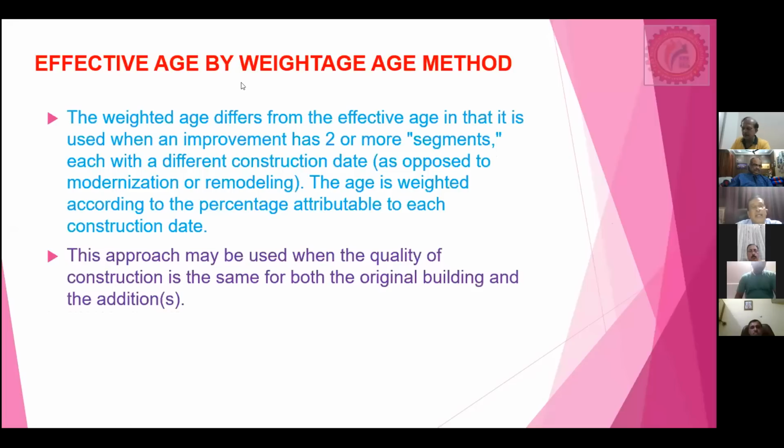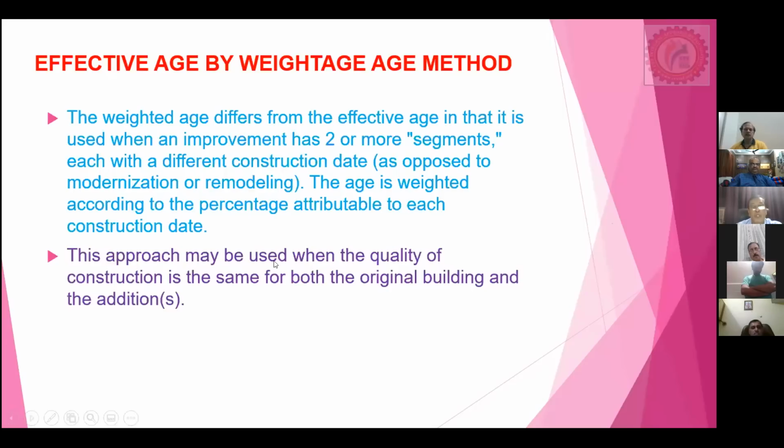Here, the weightage method differs from the effective age method in that it is used when an improvement has two or more segments, each with a different construction date. Say, the ground floor was constructed in one year, the second floor in a different year, the third floor in a different year. That we call a segment. The age is weighted according to the percentage attributed to each construction date.